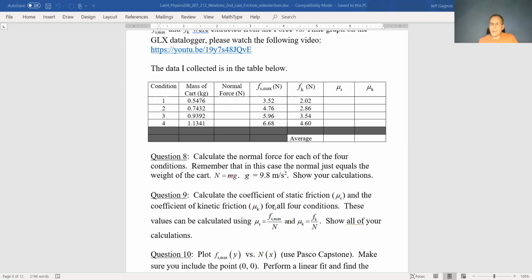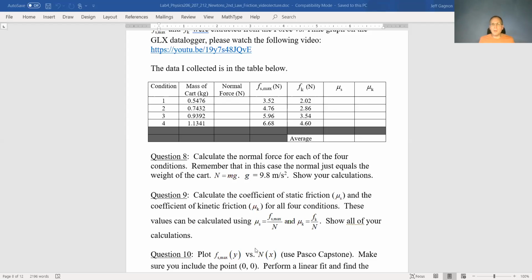Question 9, calculate the coefficient of static friction and the coefficient of kinetic friction, right, for each of these conditions. Well, how do I find the coefficient of friction? I can just rearrange those formulas, right? Remember, the maximal static frictional force was the coefficient of static friction times the normal force. So if I divide both sides by N, the coefficient of static friction is simply the maximal static frictional force, which is this value, divided by the normal force. And then the coefficient of kinetic friction is going to be the kinetic frictional force divided by the normal force. Right? So that's how you're getting these values, just using these 2 formulas.